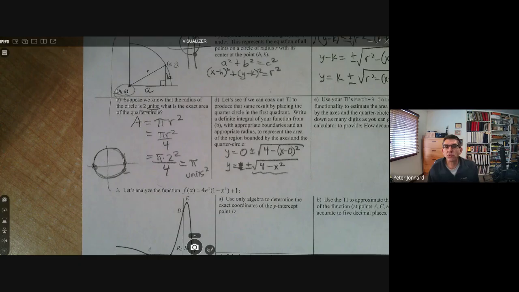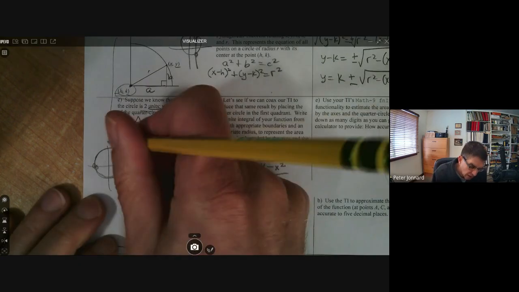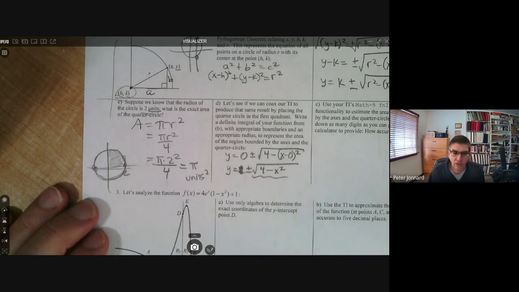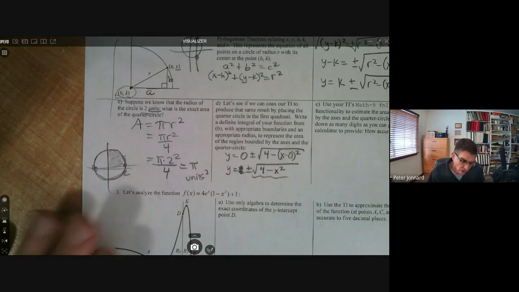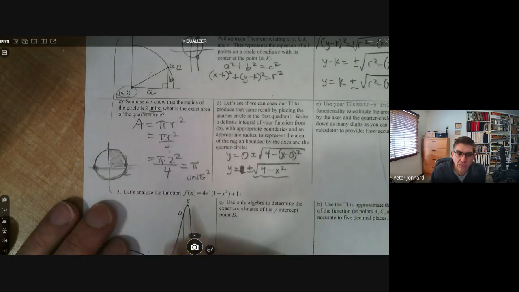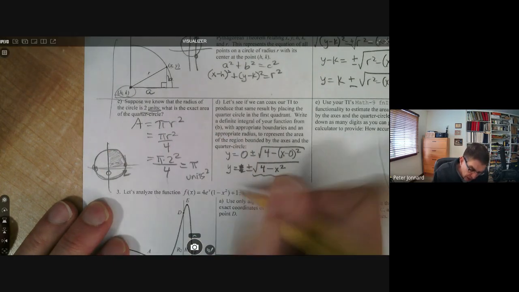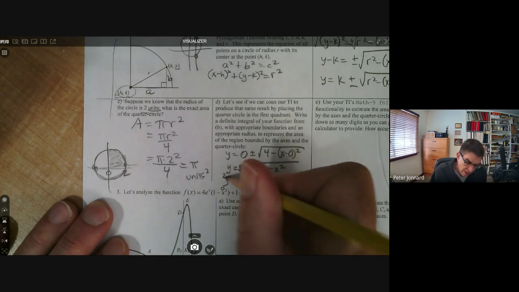Okay, if I do the negative principal value of this, that would be the bottom side. So I just want to get the area of the region bounded by the axes in the quarter circle. So I want to integrate this area here. That's what I'm trying to get my calculator to do. So I can look at this and think about it geometrically. I'm going to be integrating from 0 to 2.